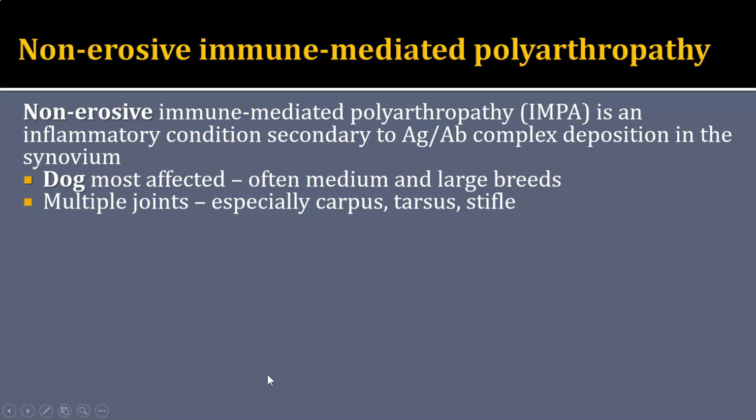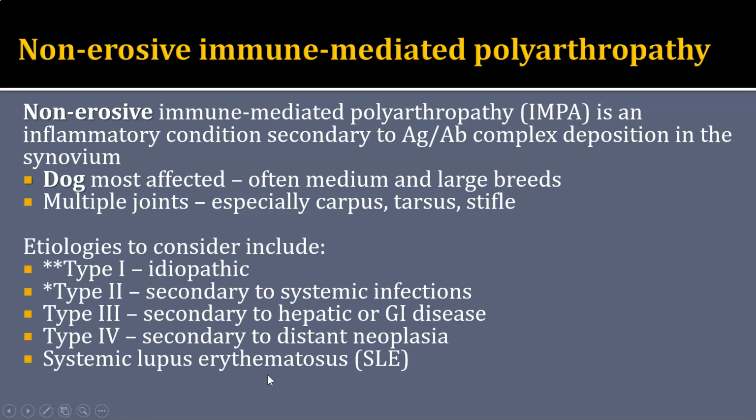This is an inflammatory condition that is secondary to antigen and antibody complex deposition within the synovium. Of our species, the dog is the most affected, and typically it will affect the medium and large breeds. Multiple joints are affected, and especially the more proximal joints such as the carpus, the tarsus, and the stifle.